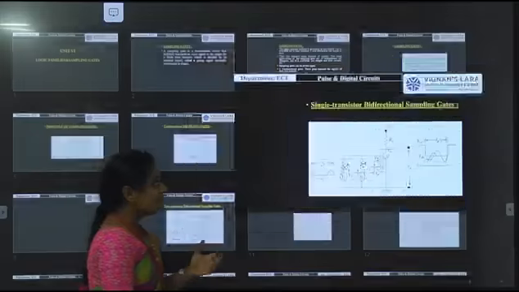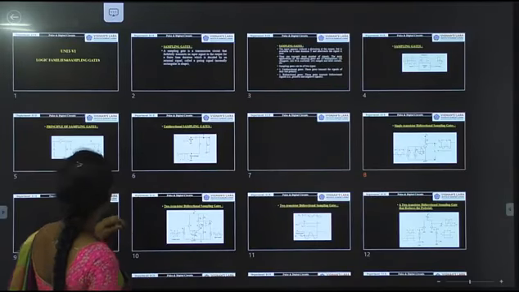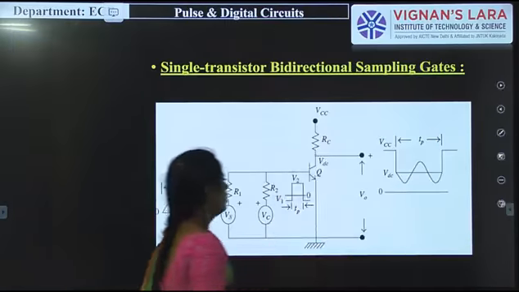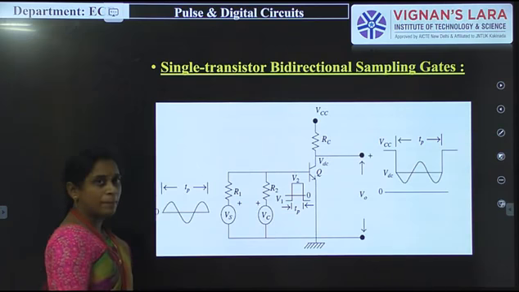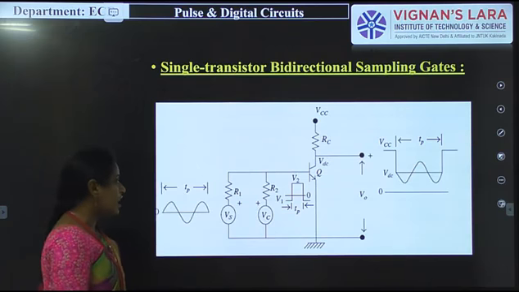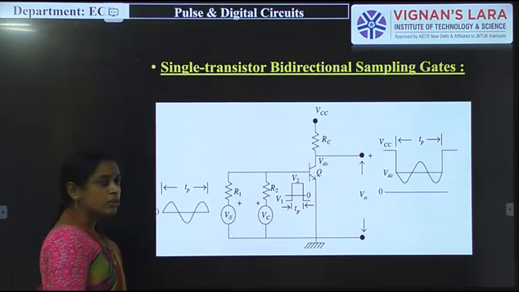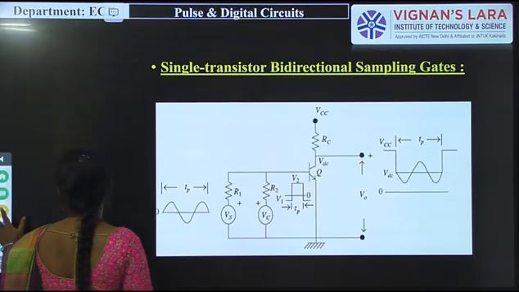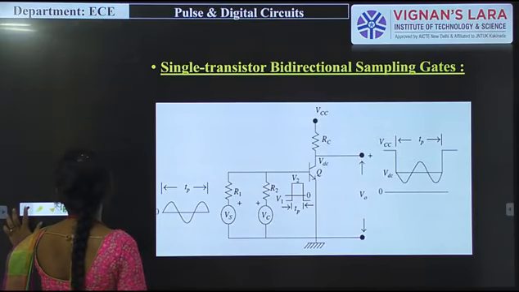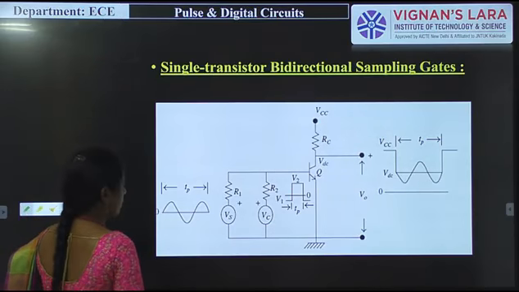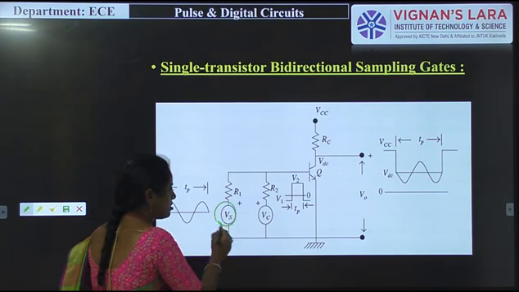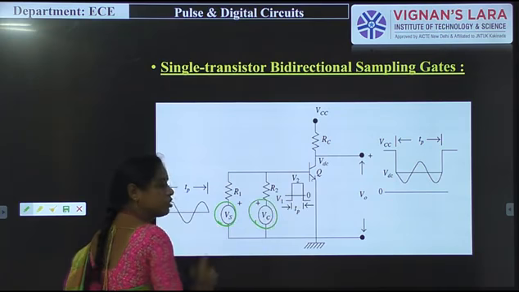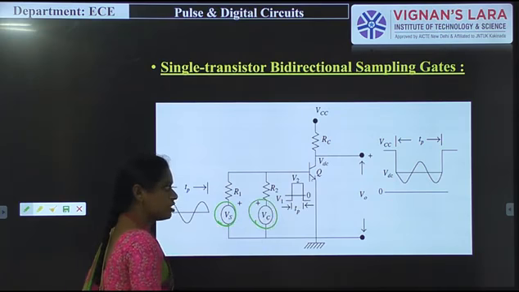Simply, this is a transistor based sampling gate. Here the input is given to the base of the transistor Q1. At the same time, the control signal is also given to the base of transistor Q1.